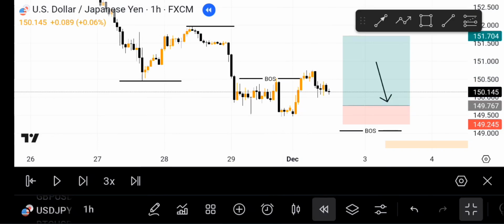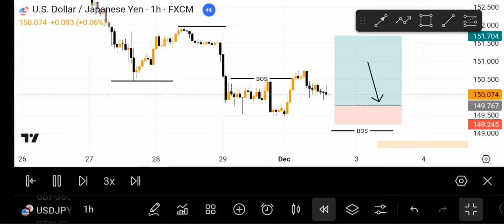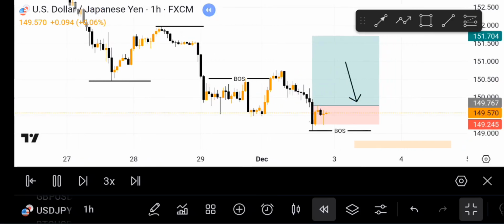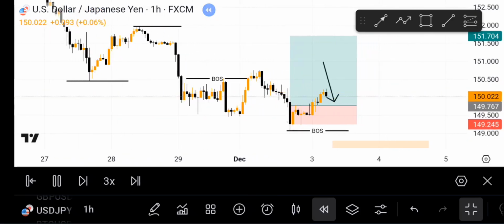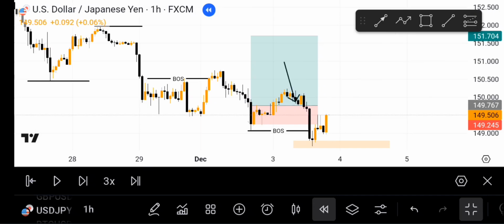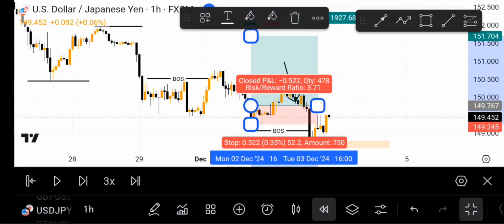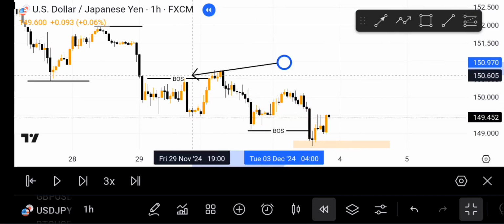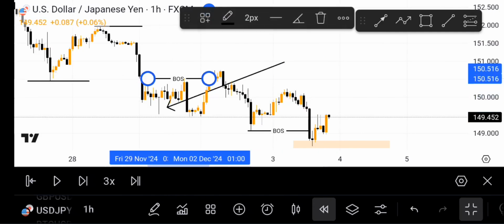And this is how the market was going to move against you. It just sweeps through your stop loss and then it continues to trend all the way to the downside. Simple as that. So now this was a fake high and this was a fake low. I hope you do understand that.